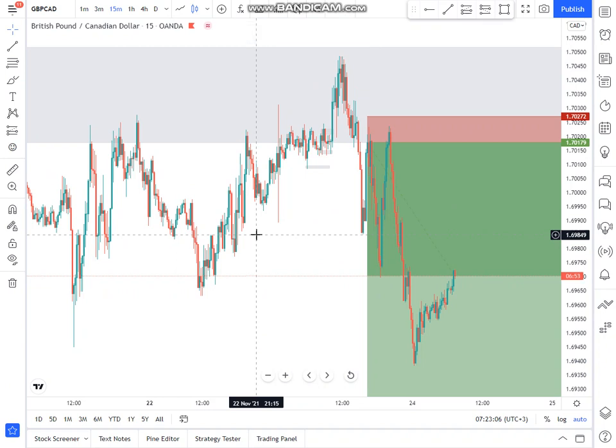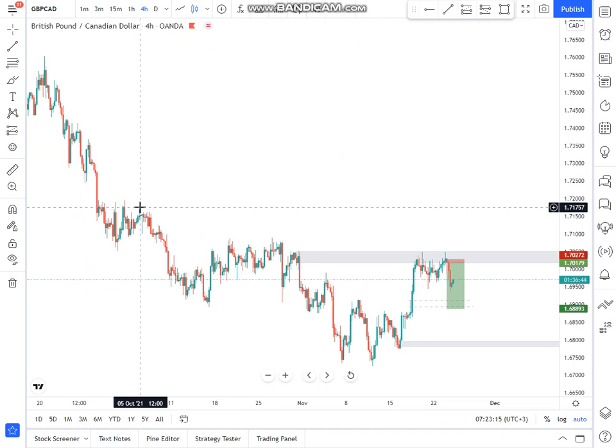Now, why did I take pound CAD of all the pairs that exist out there in the world? The thing that I saw at first as I was scanning through the markets is we're just testing a supply level. Okay, but that is not a good enough reason for me to say from there I want to sell. No, we don't do that here.